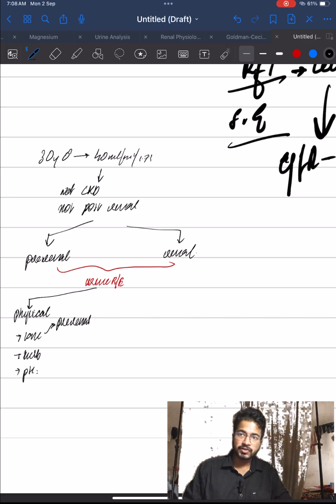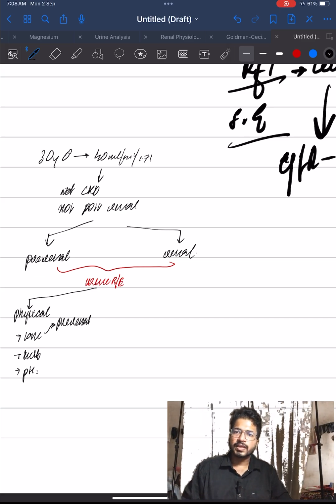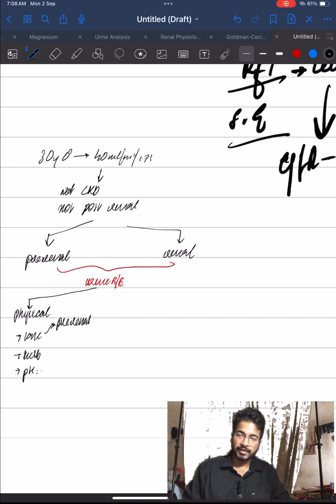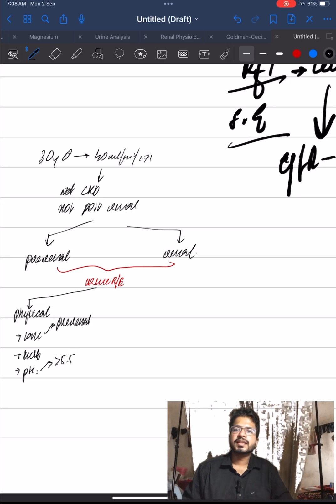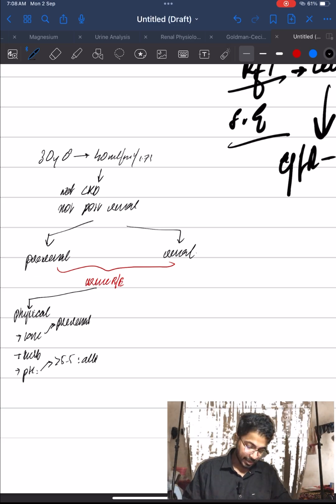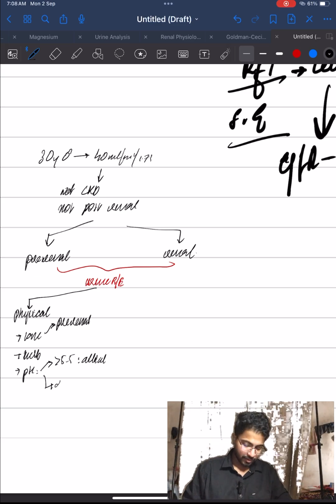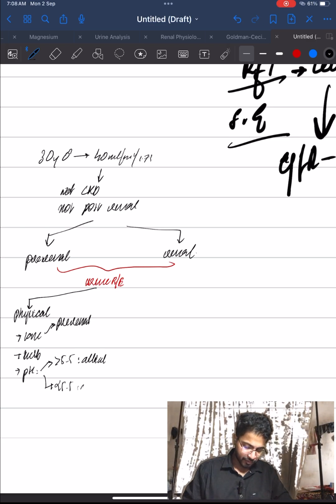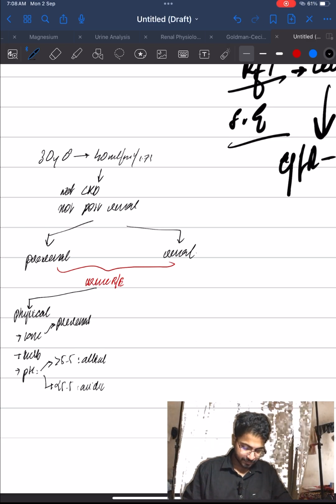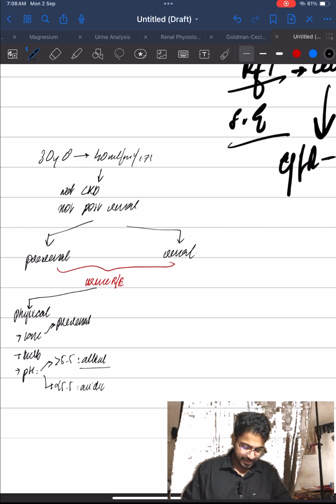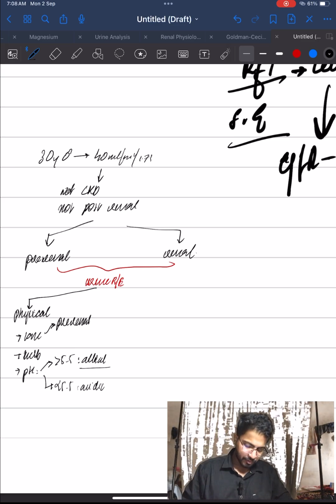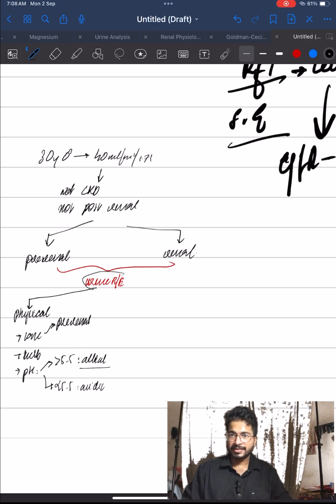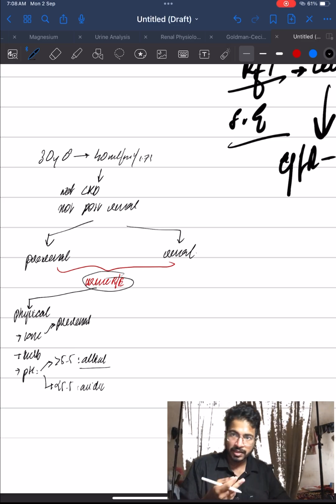So basically, we should secrete an acidic urine. In case of infections, it can be alkaline. But if you are suspecting some acidosis and the patient's urine is alkaline... Normal urine pH is about 5. If it is more than 5.5, you call it an alkaline urine. If it is less than 5.5, it is an acidic urine. So if it is more than 5.5, it means there is no actual acidification of the urine.